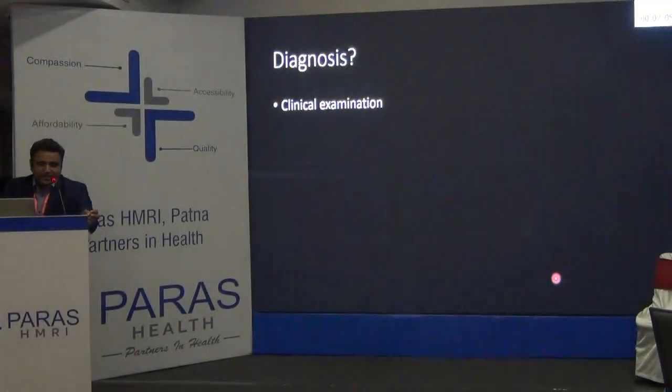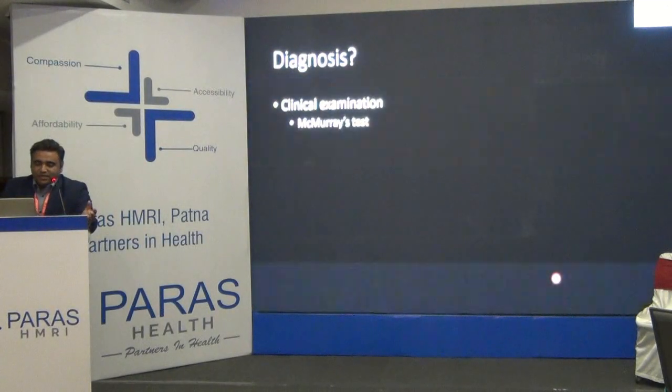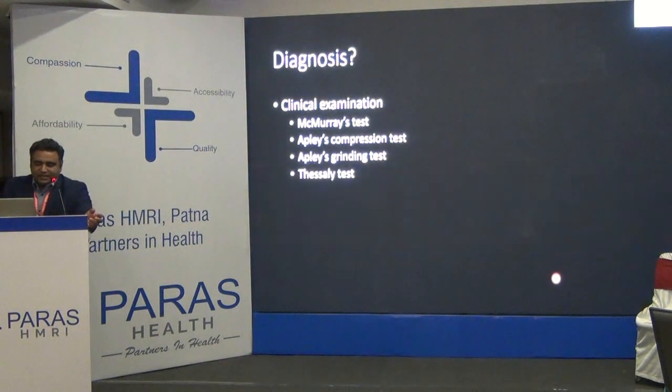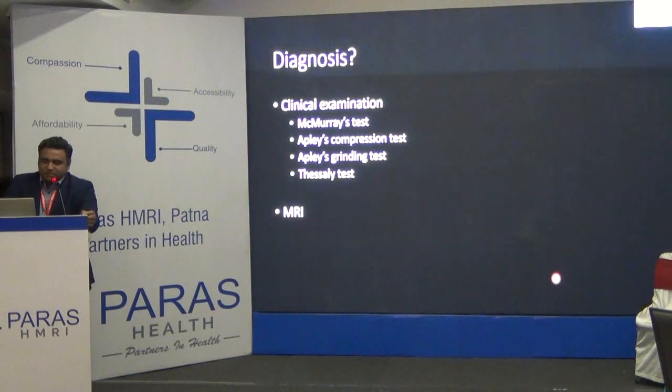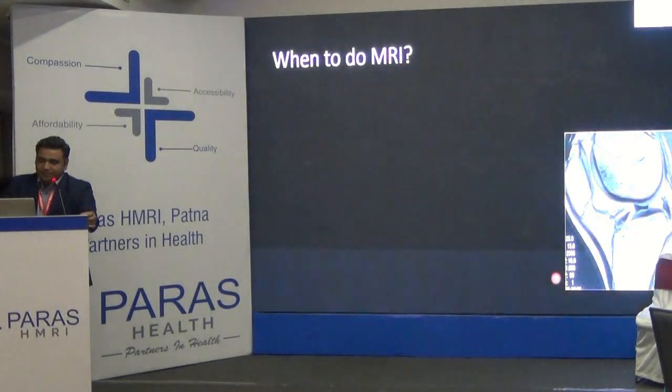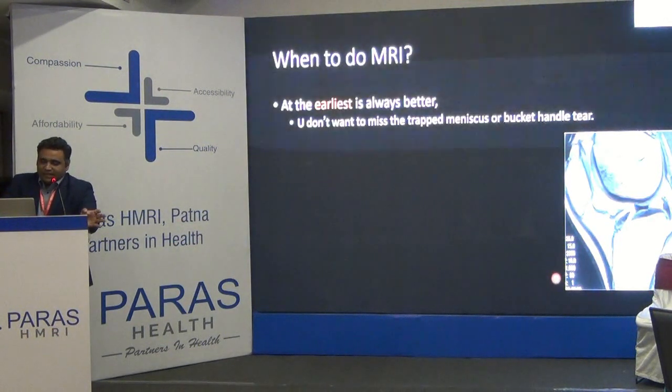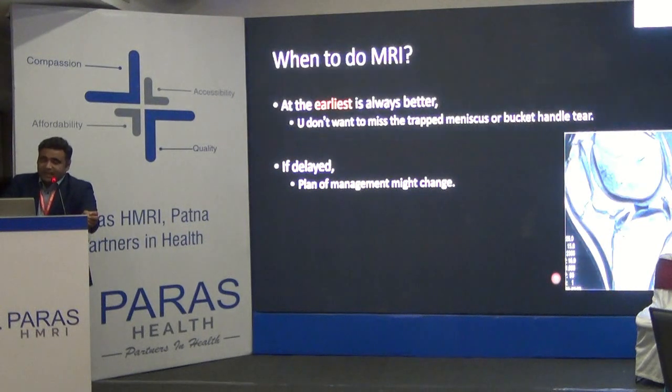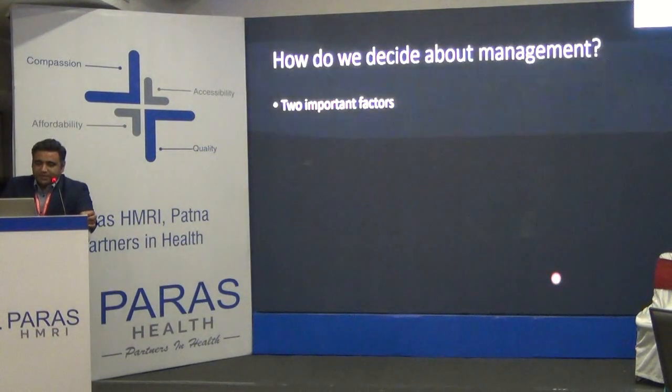Tears and zones have already been pointed out earlier. For clinical examination, there are various tests; I am not going into detail on that. The most important investigation of choice for meniscus injury is the MRI, which shows us the exact nature of the meniscus. Ideally, when should we do the MRI? At the earliest is always better, because you do not want to miss a trapped meniscus or a bucket handle tear, and if it is delayed, the plan of management may change. That is the reason for doing the earliest MRI.